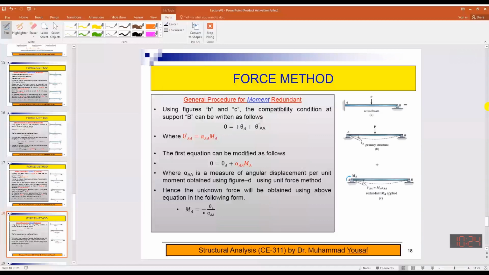Now this is theta A plus this theta dash AA, and in place of this one, this can be replaced by this one. This is the force, this is the flexibility. And if you solve this equation, then MA will come out to be negative. It means this is showing you that the direction of this moment is wrongly chosen. It should have been applied leftward. It should be noted. So this was regarding just the review of the previous basics of the force method.